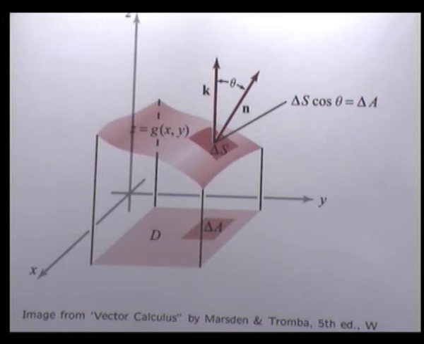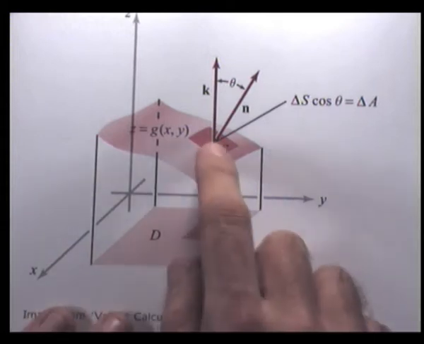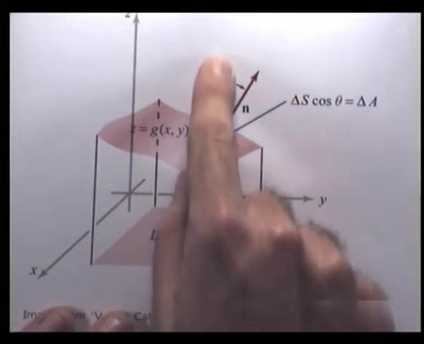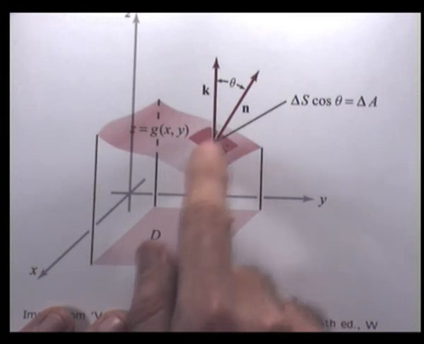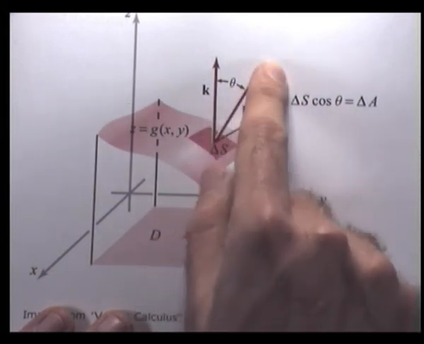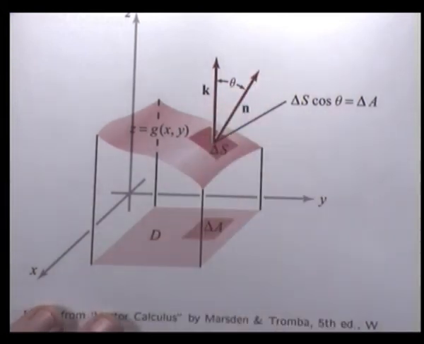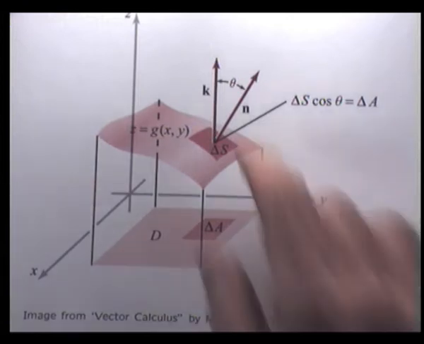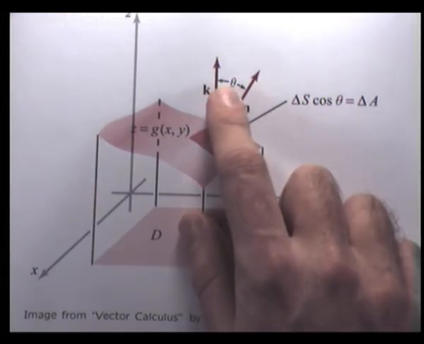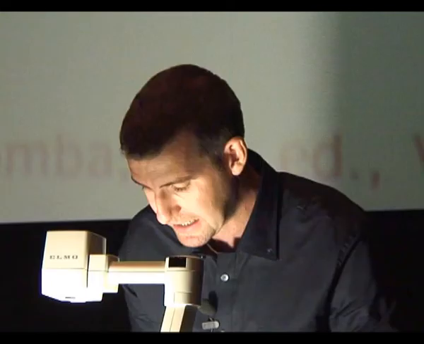All right? Now, in this picture, here's the unit vector k. Here is a normal vector to the surface. It doesn't necessarily have to be a unit vector. Any vector will do here. And the angle between these two vectors is denoted by theta. All right, the claim is the following.